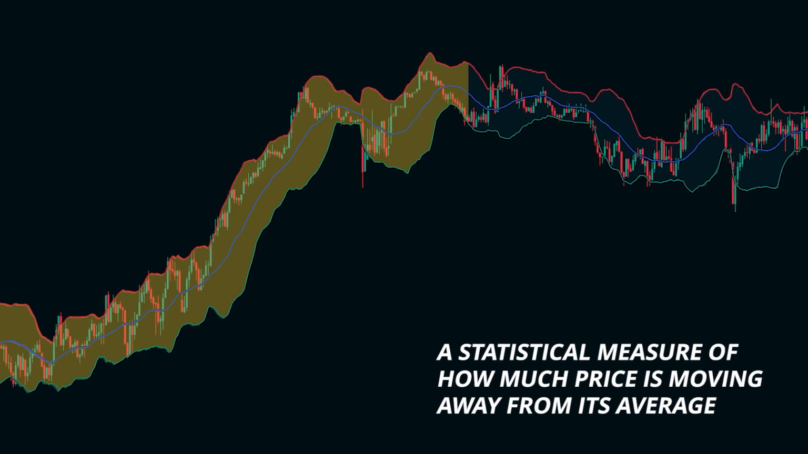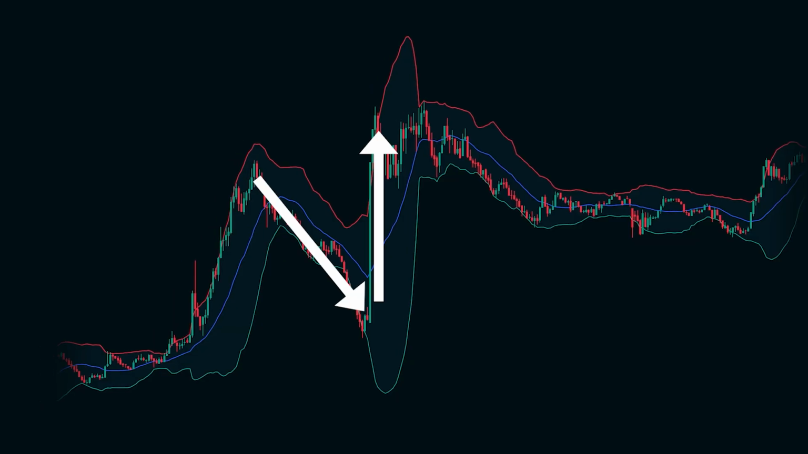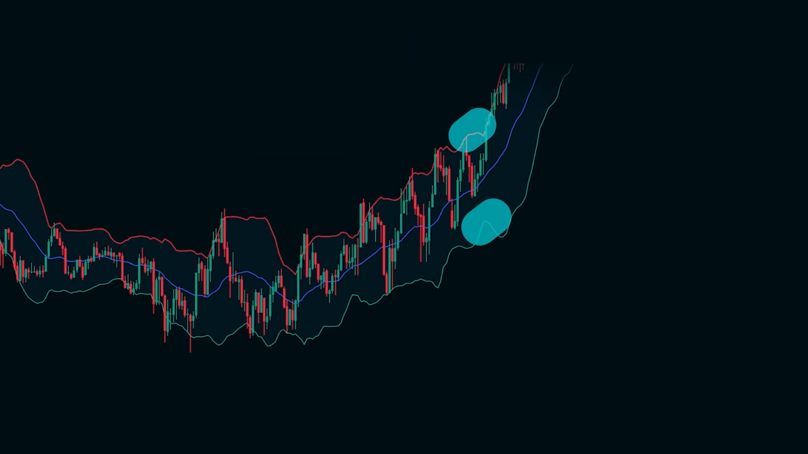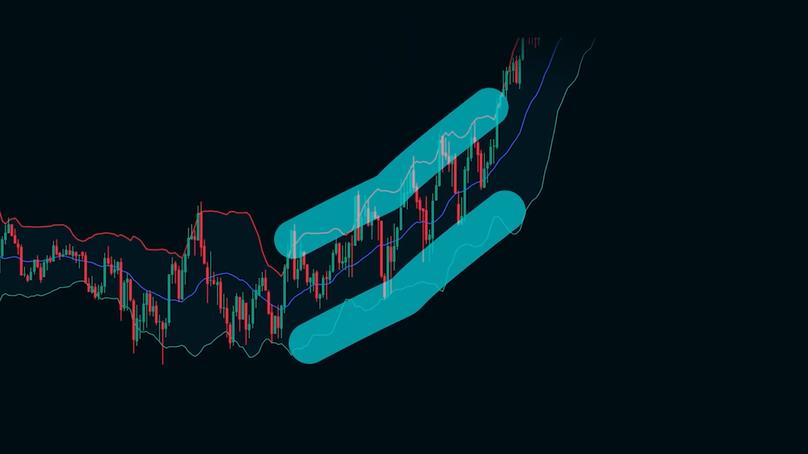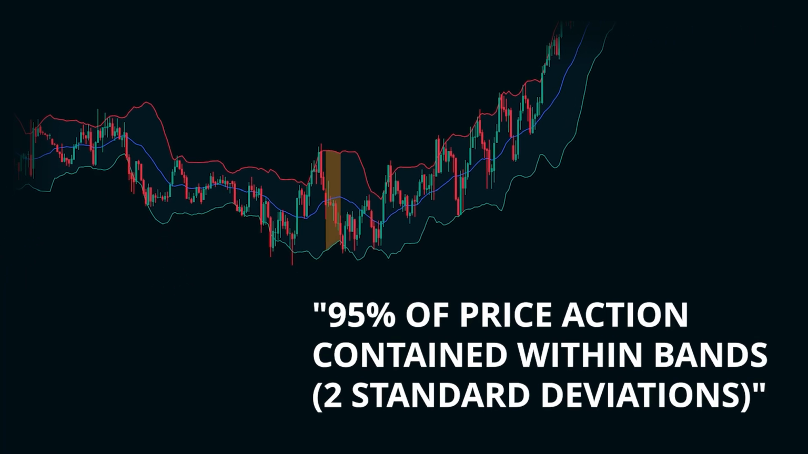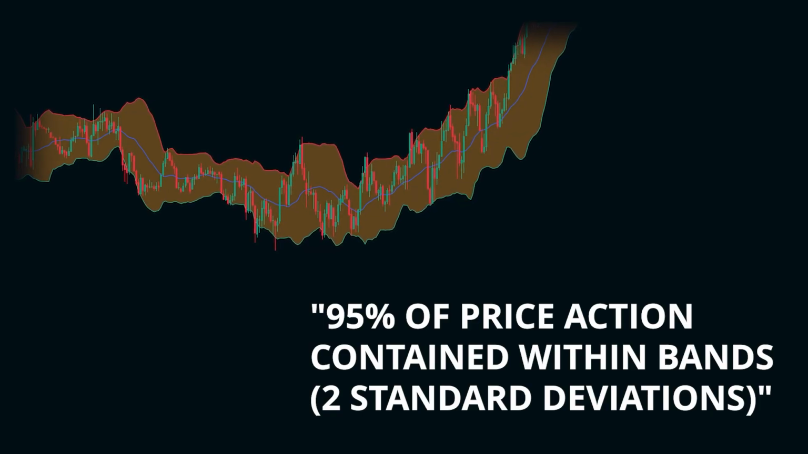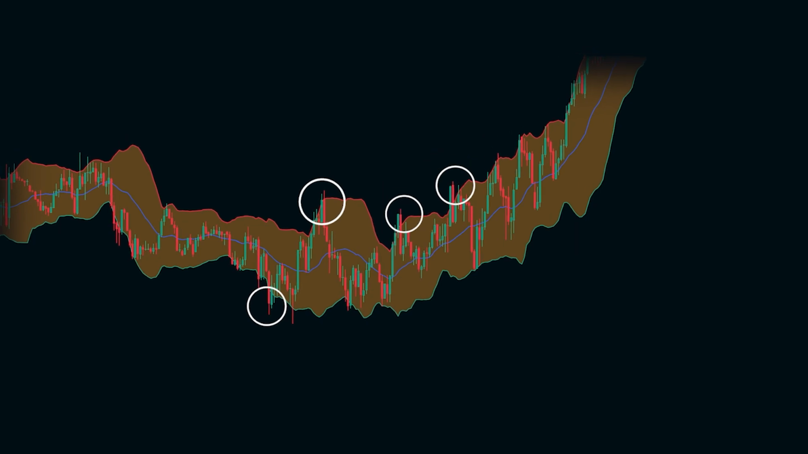Standard deviation is a statistical measure of how much price is moving away from its average. When price swings are large, standard deviation is high. When price moves calmly, standard deviation is low. According to probability distribution theory, approximately 95% of all price action is contained within the 2 standard deviation bands. When price moves outside the bands, it is a statistically unusual event.